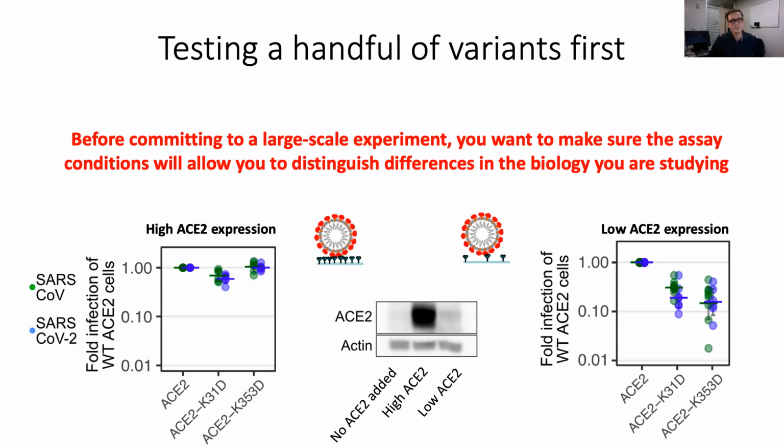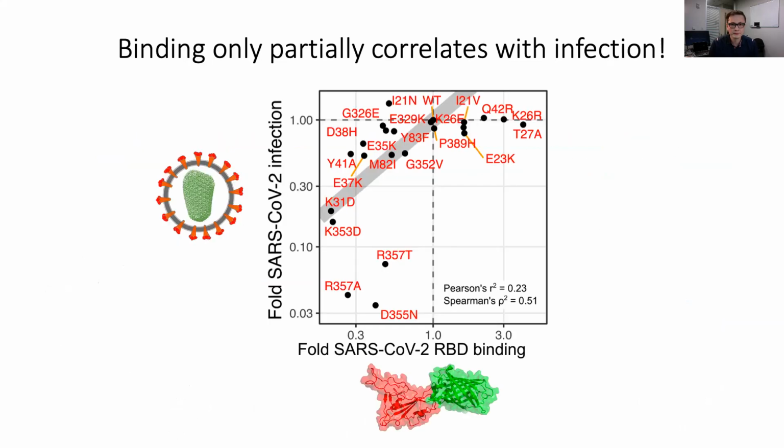So clearly, the conditions that were working for the cell surface binding assay were not working for the pseudovirus infection experiment. And had we gone ahead too early and made the library in the wrong system, well, we would have wasted a ton of time and resources. But that was only 2 variants.